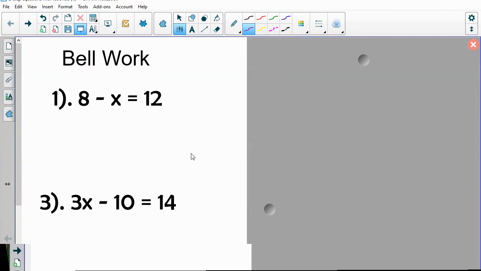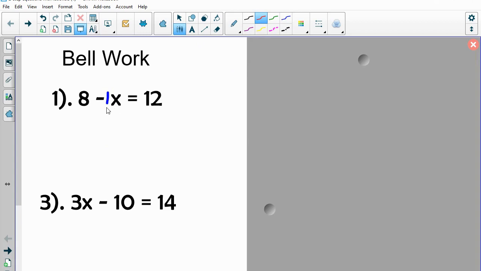In this lesson, we're going to be talking about two-step equations that may have fractions and decimals in them, not just integers. But before we start on those new types of problems, let's look at a couple of the ones that we saw yesterday. This first one, we have 8 minus 1x. So we're going to put a 1 right there in front of that x. And now we're going to go ahead and solve that equation.